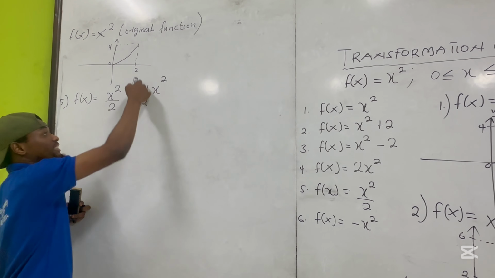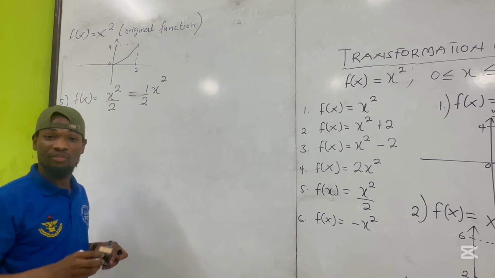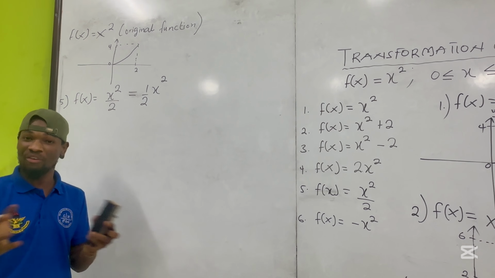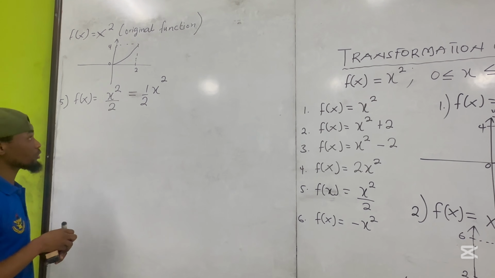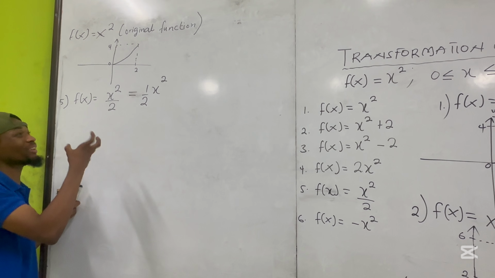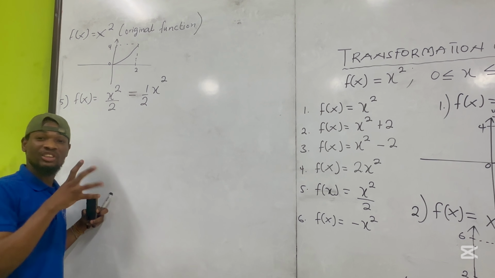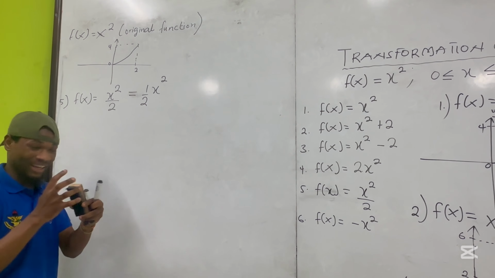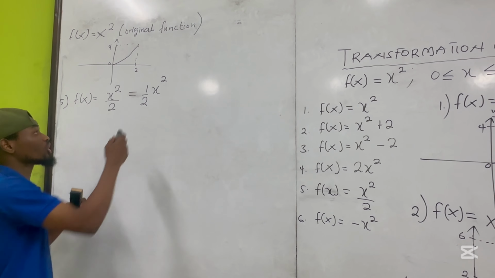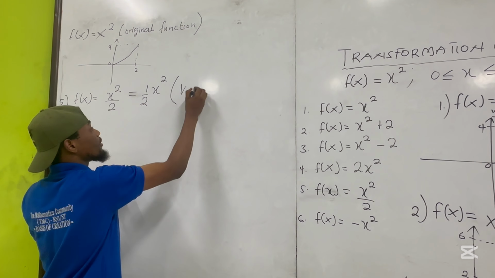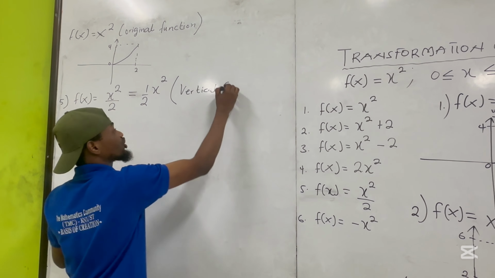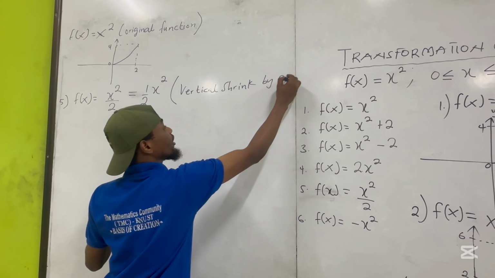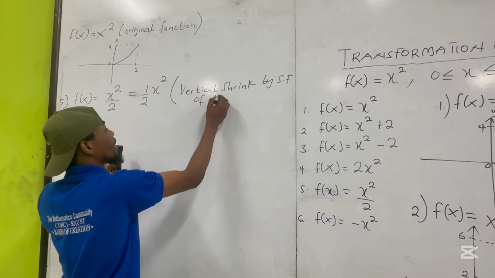Okay, so this side or this coefficient calls for vertical stretch or vertical shrinkage or vertical compression. Okay, so when you have a fraction this way, you know that by all means it will reduce the original graph. As a result of that, we say we are compressing or we are shrinking the graph. Okay, so this one is vertical shrink or vertical compression by scale factor of half.